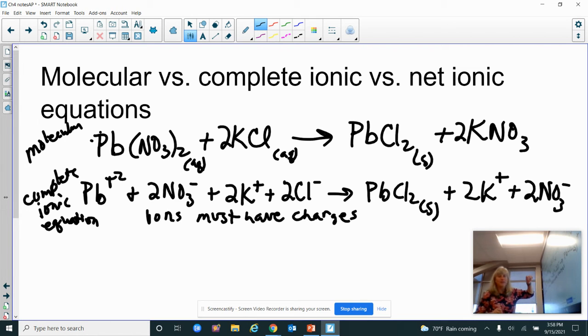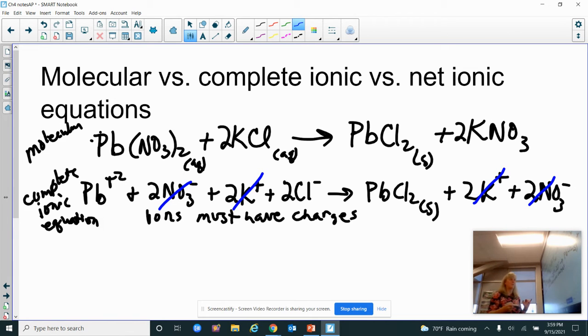When you split everything into ions, that is aqueous ionic compounds, except for the precipitate. The precipitate doesn't split up. So now I'm going to change color. I look and see what's exactly the same on both sides. There's two K pluses on both sides. There is two NO3 minuses on both sides.